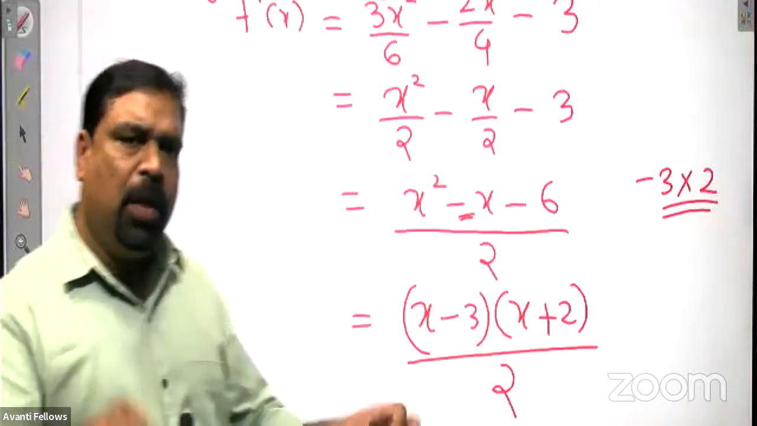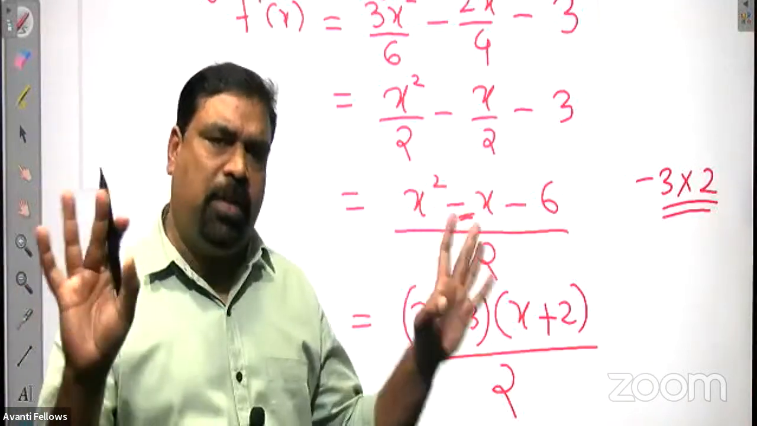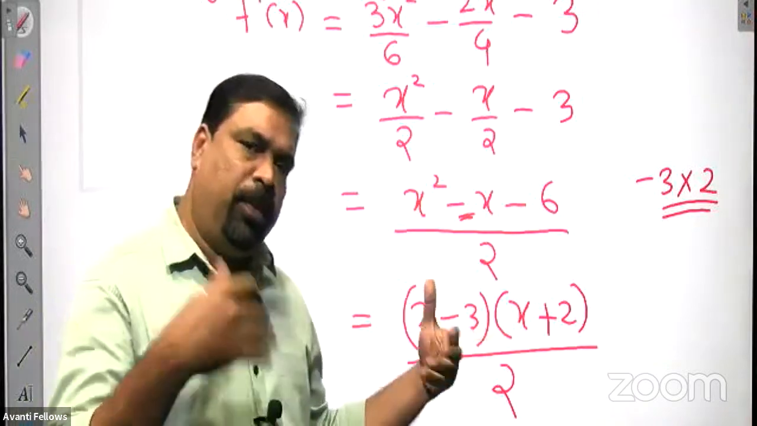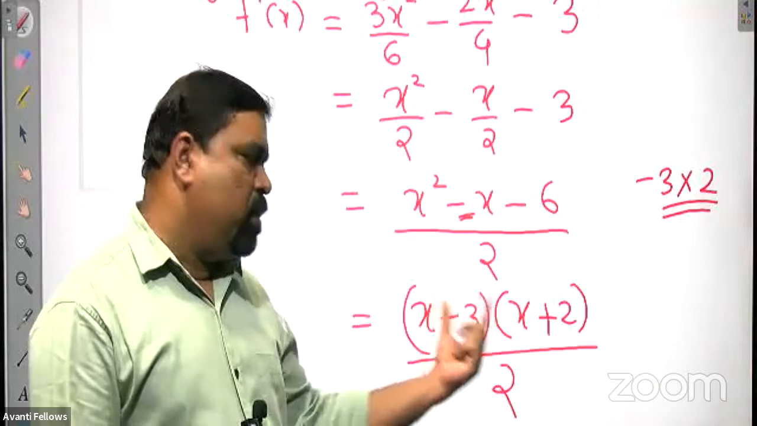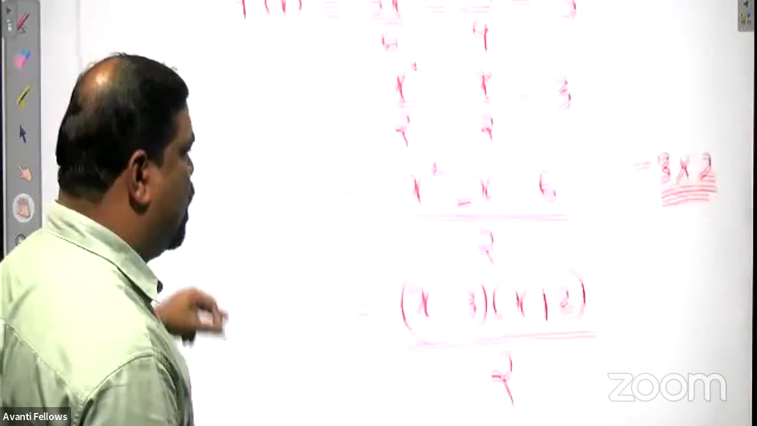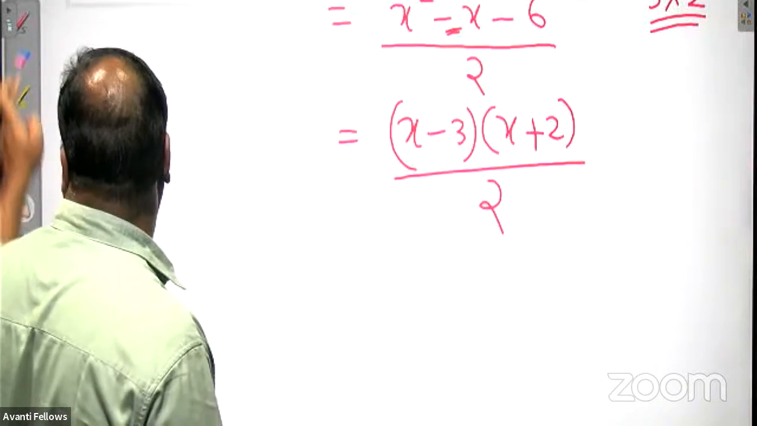Whatever the function is, you find the derivative. That's the first step. Find the derivative, and if it is a polynomial, most probably it will be possible to factorize. Now find the critical point. How to get the critical point?